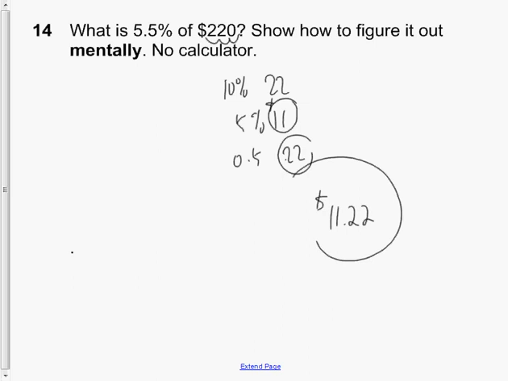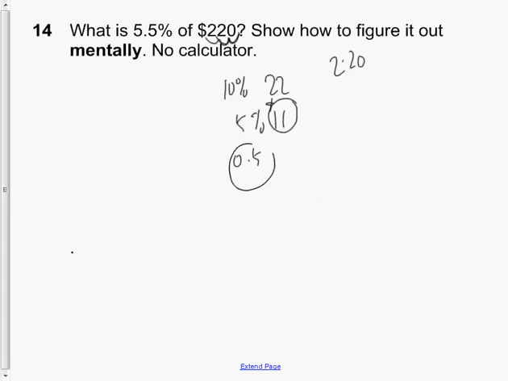Did I make a mistake there? Oh, yes, I did. I did make a mistake right here. Sorry. 0.5%. 1% is $2.20, and therefore half a percent, sorry, is $1.10. Add those together, you get $12.10. That's my fault. So 5.5% is 5% plus half a percent to get you $12.10.